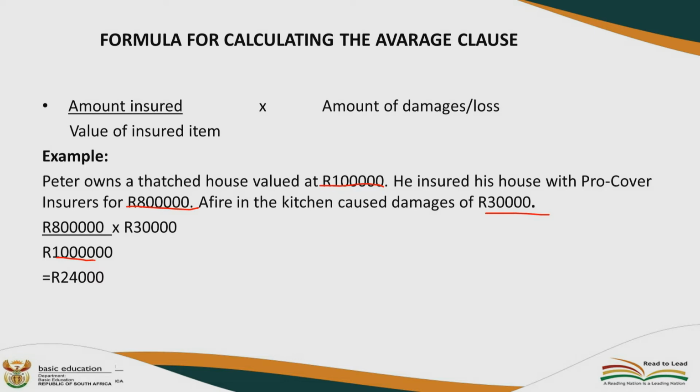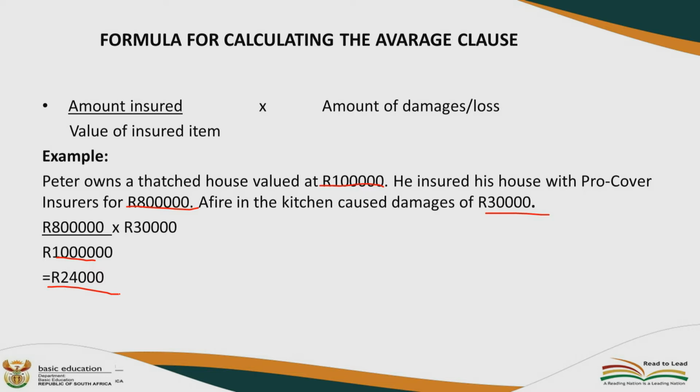100,000 is the value of the property, times 30,000. So it means Peter will only receive 24,000 instead of 30,000. Why? Because the building is underinsured. So what does it mean by average clause? It means that part of the risk is carried by the insured. So average clause is applicable when goods are underinsured.